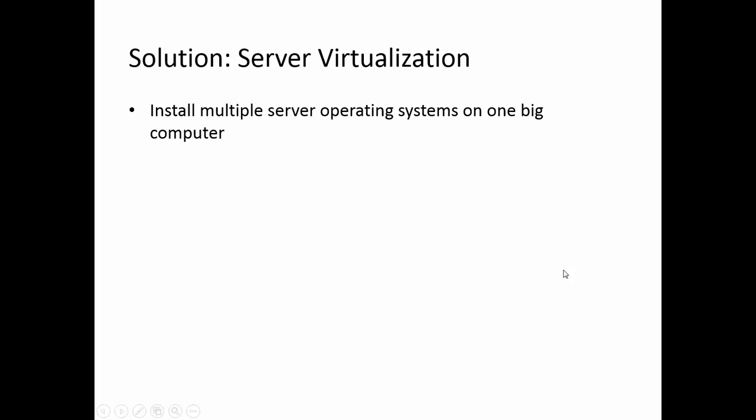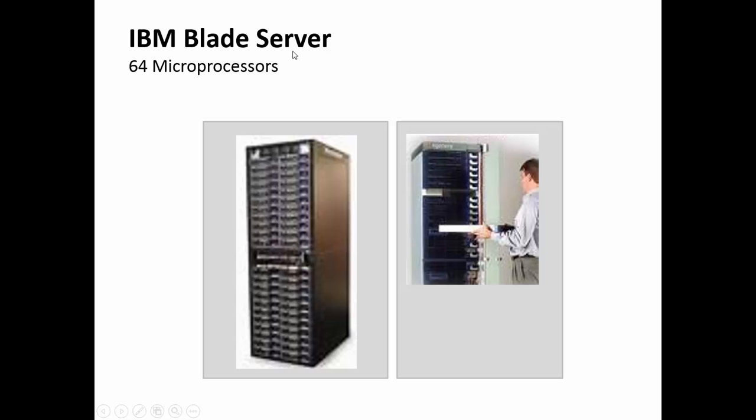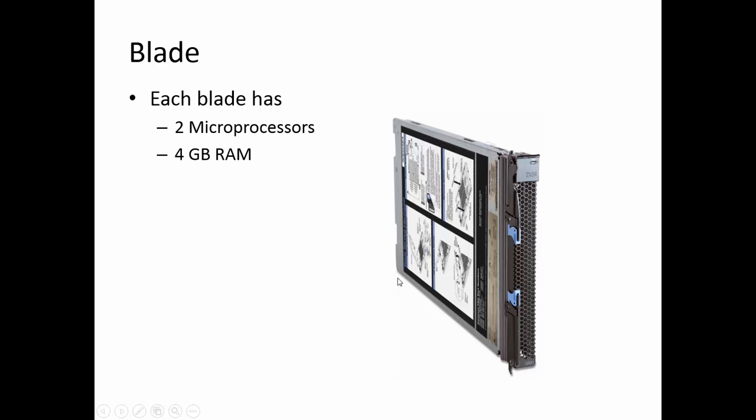So the solution is to implement server virtualization, and that's where we install multiple server operating systems on one big computer. An IBM Blade server is a big computer as tall as a person is. And this guy is pulling a blade out of a blade server, and it looks like a lunch tray, but it's actually a blade. If you look at it, you see that a blade is a circuit board which has 2 microprocessors and 4 gig of RAM.